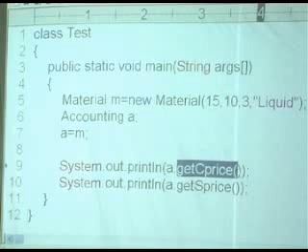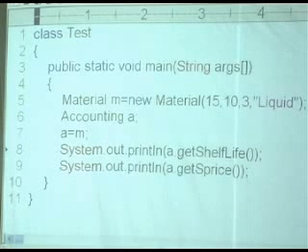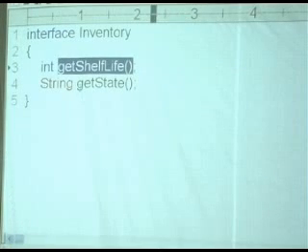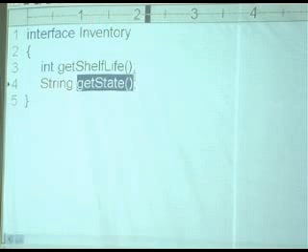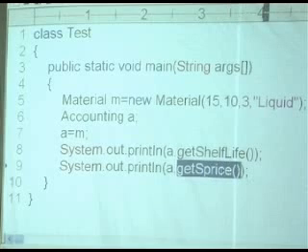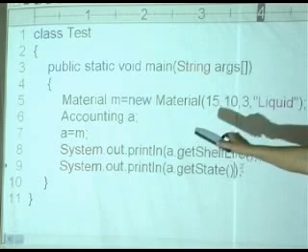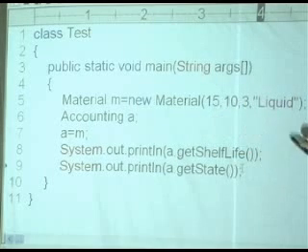The material does have a shelf life of 3, and then we'll get also the state. Let's get the state also. We get the state. Wonderful. So now we are creating a material object as before. We have an accounting interface, A is equal to M, which is perfectly valid.